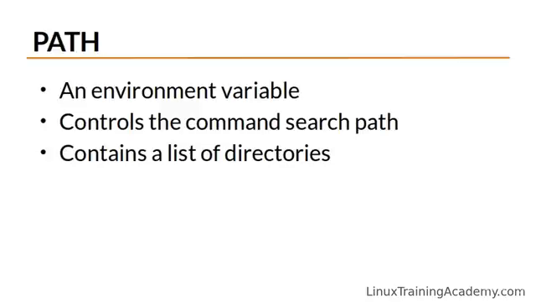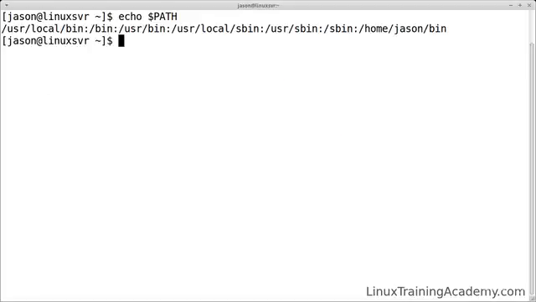PATH is an environment variable. It controls the command search path. It contains a list of directories that are separated by a colon. What I mean by that it controls the command search path is that when you type in a command at the prompt and press enter, that command will be searched for in the directories that are listed in your PATH environment variable. In this example, /usr/local/bin will be searched first.